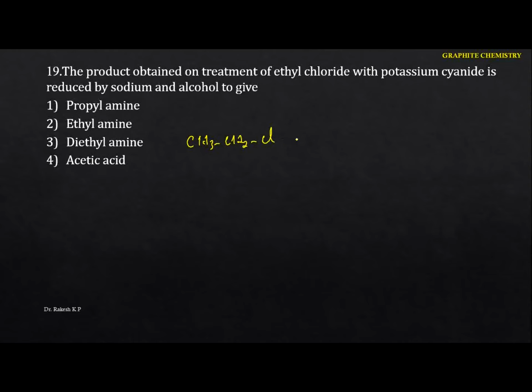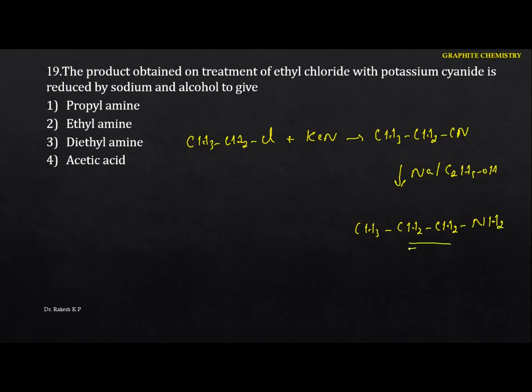Whenever ethyl chloride reacts with potassium cyanide, it undergoes a nucleophilic substitution reaction to form ethyl cyanide, or propanenitrile. Upon reduction with sodium and ethyl alcohol, normally the alcohol here stands for ethyl alcohol, the nitrile group changes to the respective amine. That means we get a primary amine, nothing but n-propylamine, or propanamine. Hence in this case the option is the first one.